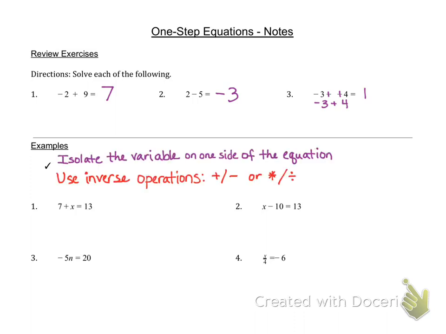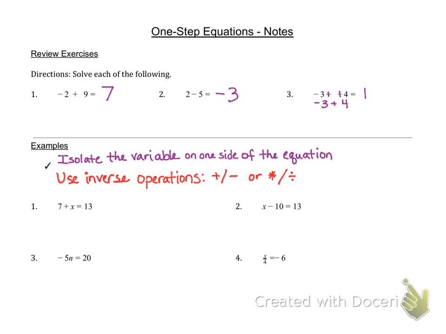When solving a one-step equation, the goal is to isolate the variable on one side of the equation. So the variable could be x, or it could be y, or it could be z, and we're trying to isolate so that the variable is the only thing on either the left side or the right side of the equal sign all by itself. And the way that we're going to do this is by using inverse operations. So adding and subtracting are inverse operations, and multiplying and dividing are inverse operations.